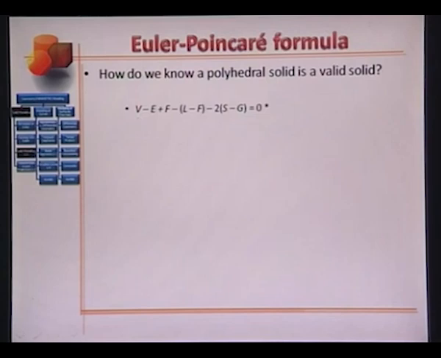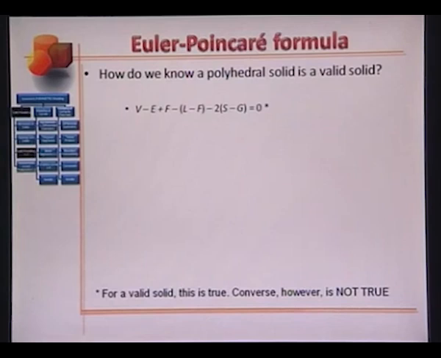We will try to prove this relation later, or it can be given as an exercise to the students. Note that for a valid polyhedral solid, the relation holds true. However, the converse is not true. That is, if the relation holds true for any polyhedron, that may not be a valid solid. The Euler-Poincare formula is extended to include potholes and through-holes.